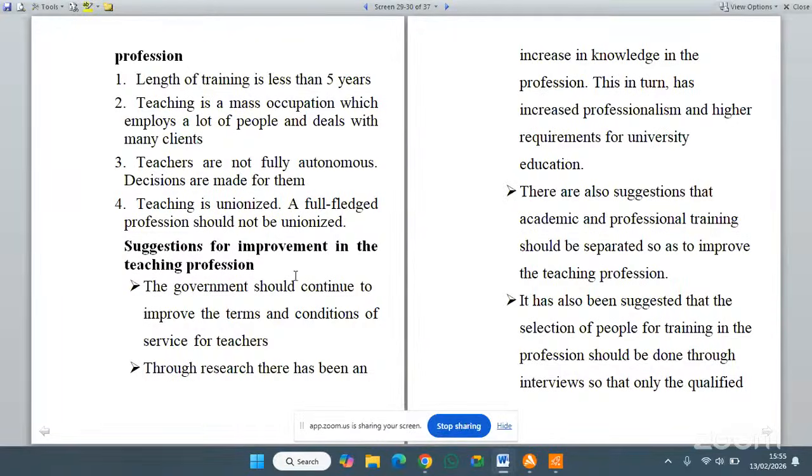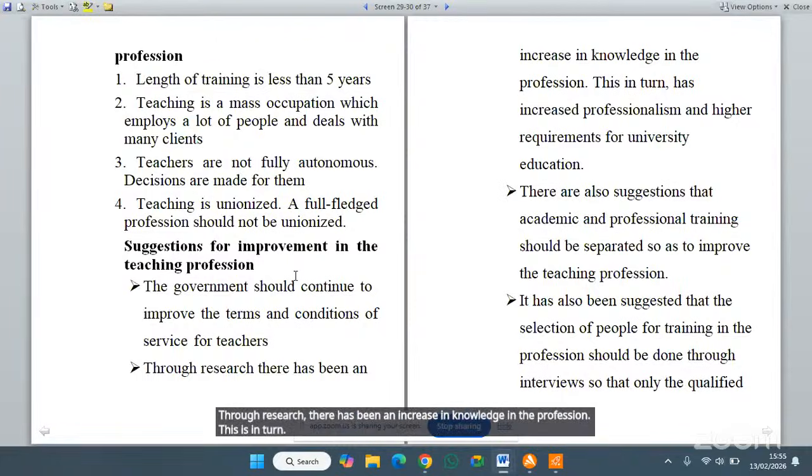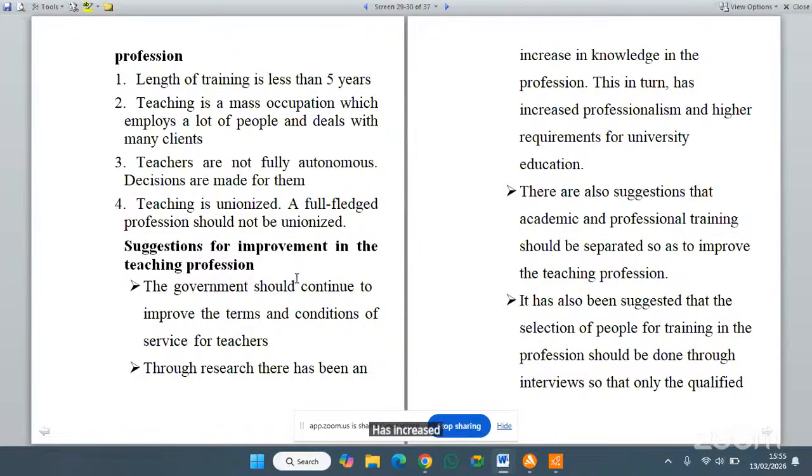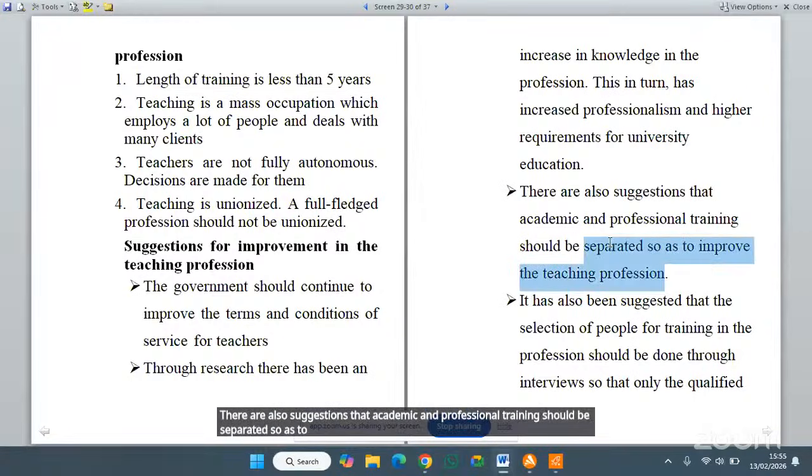Suggestions for improvement: what can be done to improve teaching to obtain professional status? The government should continue to improve the terms and conditions of service for teachers. Through research, there has been an increase in knowledge in the profession. This, in turn, has increased professionalism and the higher requirements for university education. There are also suggestions that academic and professional training should be separated so as to improve the teaching profession.